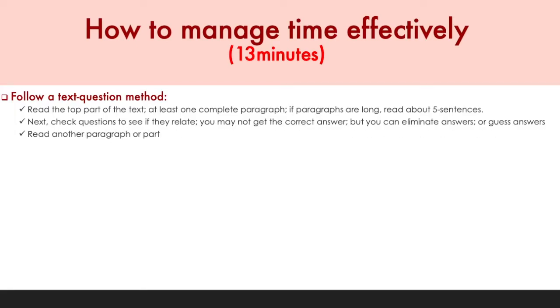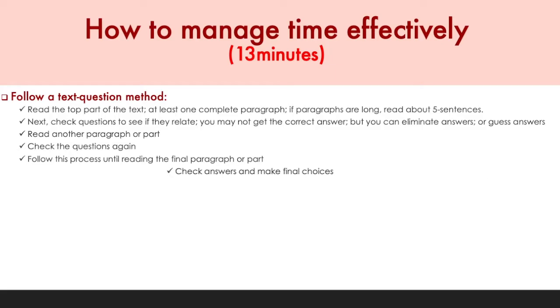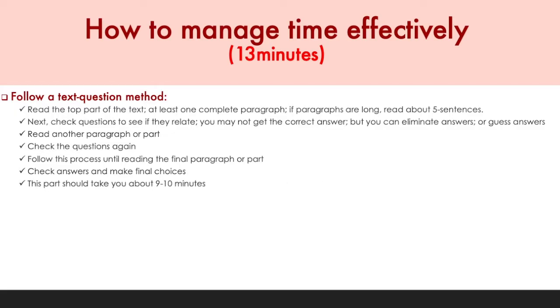Then read another paragraph or part. Then check the questions again. Follow this process until reading the final paragraph or part. Then check your answers and make final choices. This part should take you about 9 to 10 minutes.